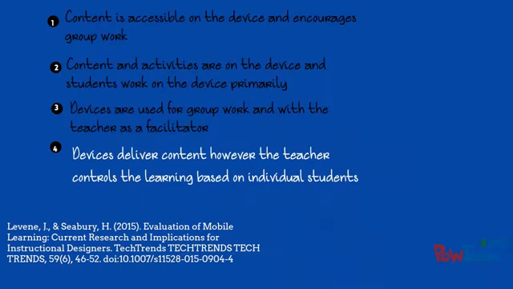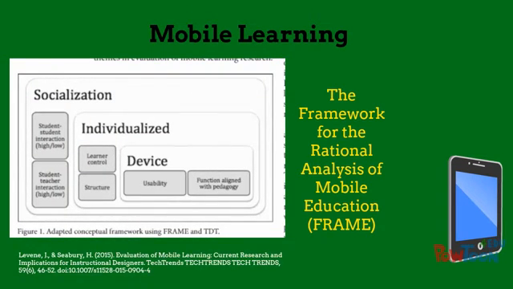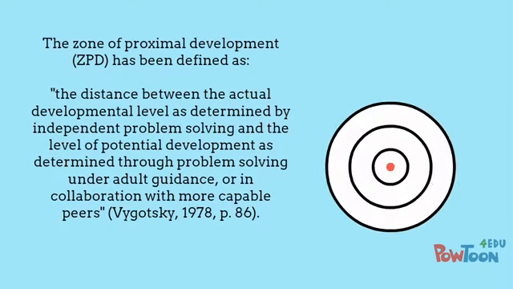Levine and Seabury also use Kuhl's FRAME model, the Framework for the Rational Analysis of Mobile Education, which uses Vygotsky's zone of proximal development. Vygotsky's zone of proximal development is when students are right at a targeted level where it's not too hard and not too easy, it's just enough to kind of push them. The program I chose to use was FrontRow.